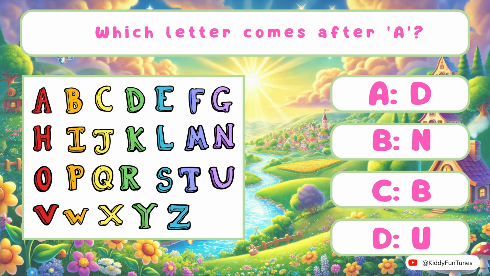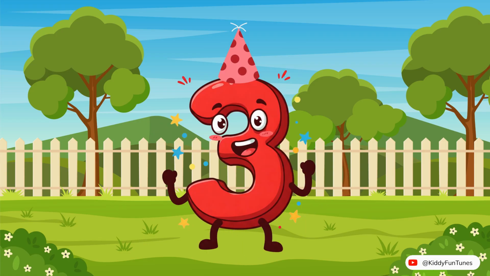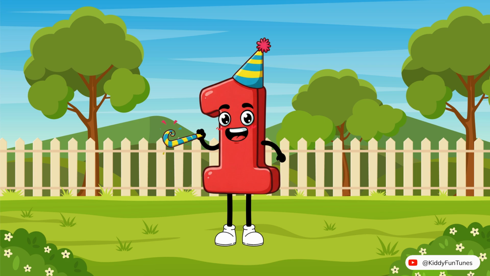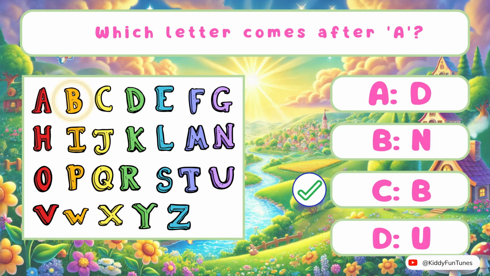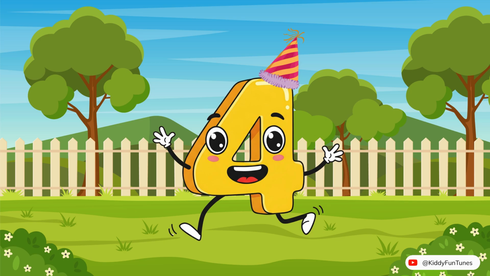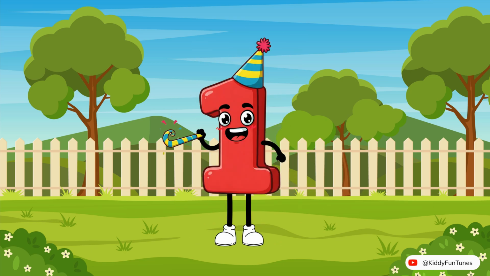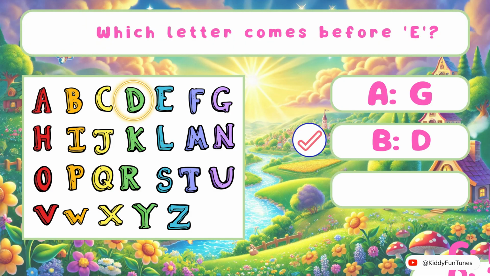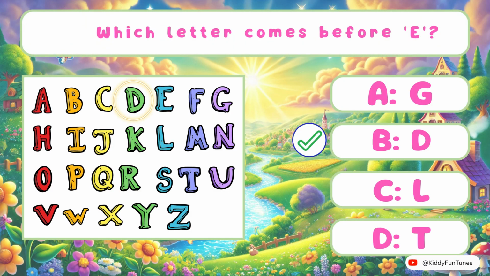Which letter comes after A? What comes after A? It's B. Just like in ball and banana, say it with me. B. Which letter comes before E? Before E comes D, like in dog and dinosaur. Say it with me. D.